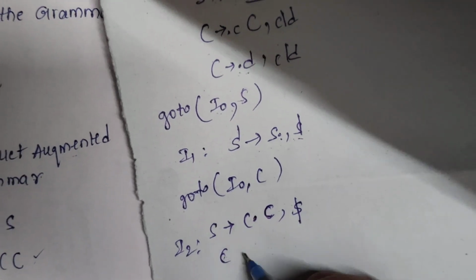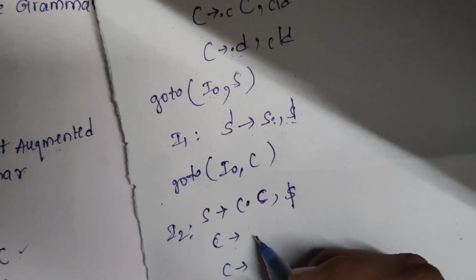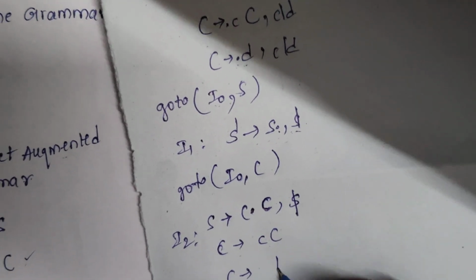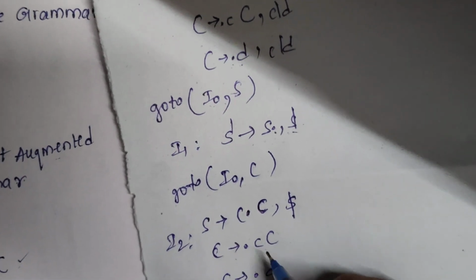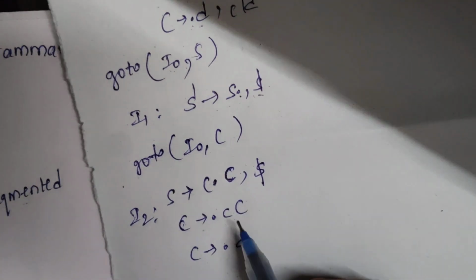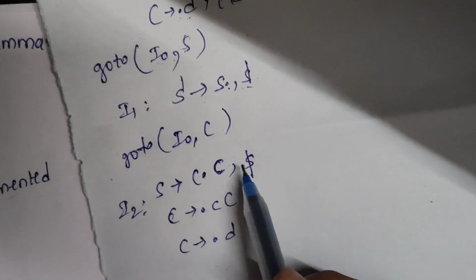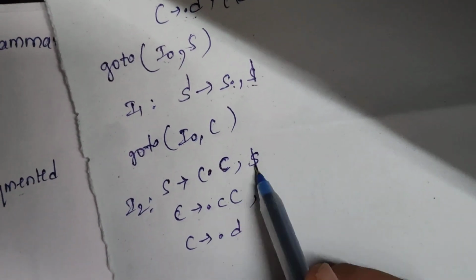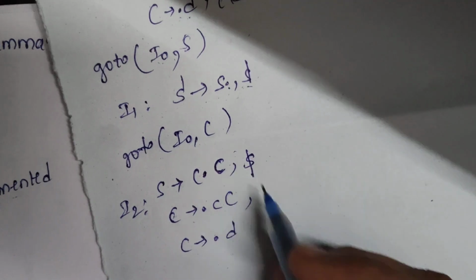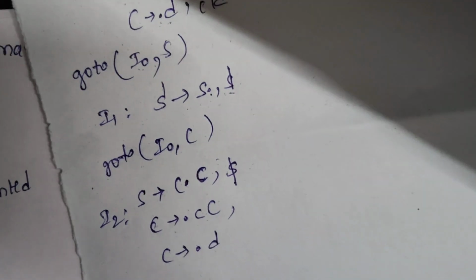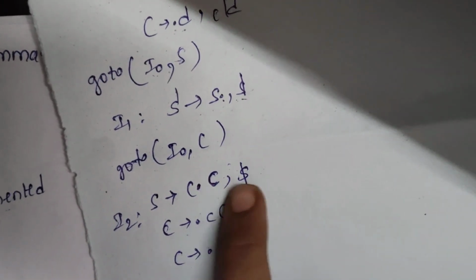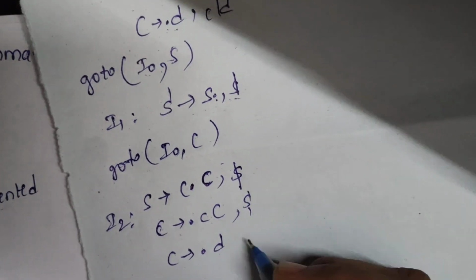So we need to write all the C productions. What are the C productions? C → cC and C → d. Before the productions, we'll write the C productions, and for calculating the lookahead symbol, first off, do we have anything? No, right? First of dollar is dollar only, so write the dollars.